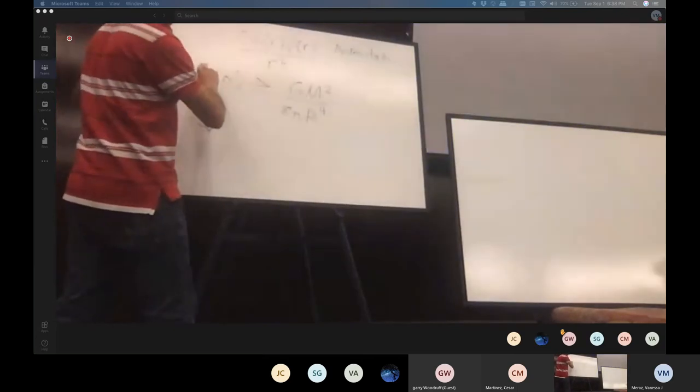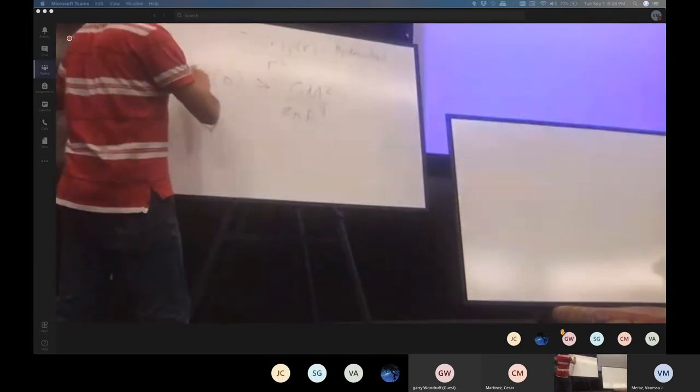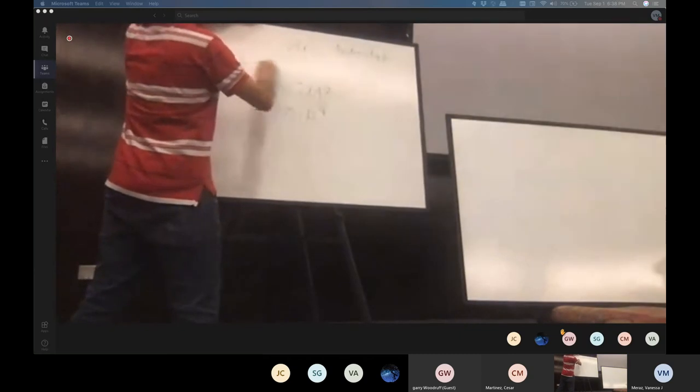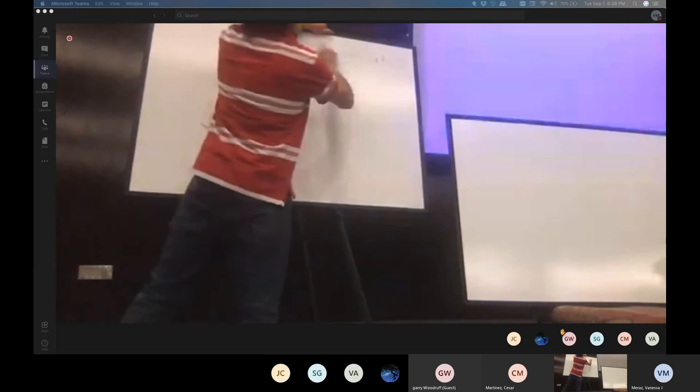The buoyant force? What about it? What was the derivation of it? We didn't derive it. So it's just any force that opposes gravity.